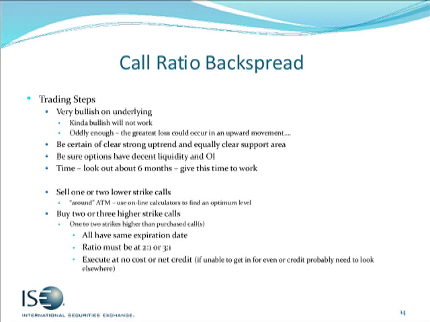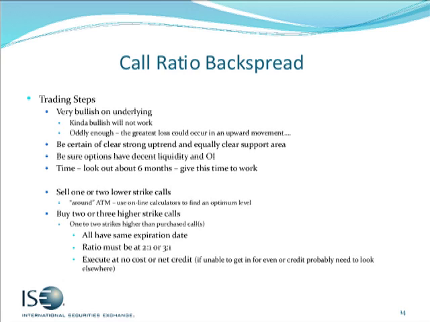Anyway, trading steps. The call ratio backspread. Here we go. We're very bullish on the underlying. Kind of bullish is not going to work. We need to be really bullish. And the strange thing here, however, is we make our greatest gains if the underlying does move up strongly. Once again, we'll show you that in an example. We want to be sure we see a clear, strong uptrend, but we also want to make sure we've got a clear area defined for our underlying. As we get down to that clear area, it's decision-making time.